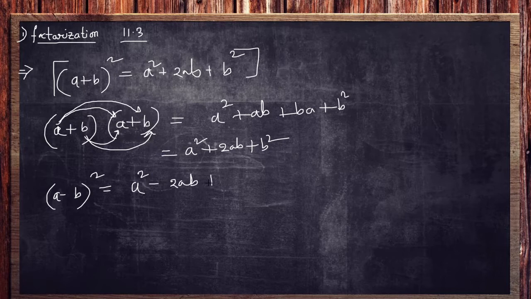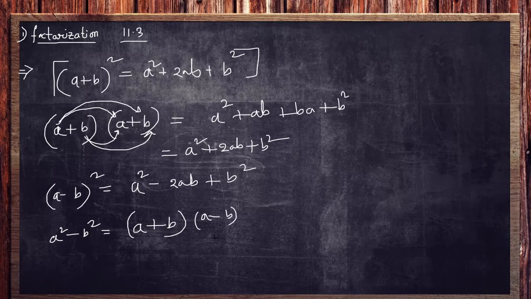I'm just writing all the identities over here. Please note them down. Alright, that is a square minus b square, a very famous identity: (a plus b)(a minus b). How can you prove that?